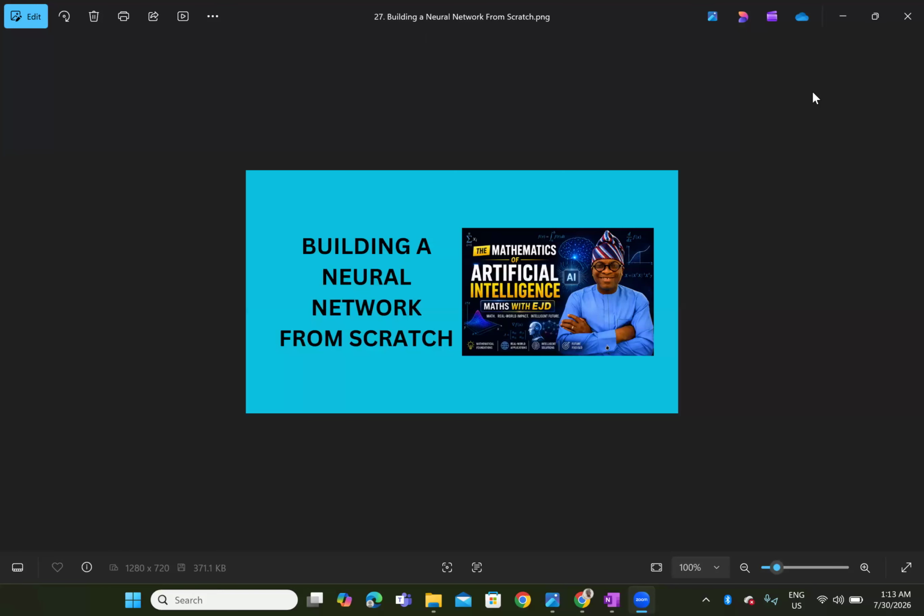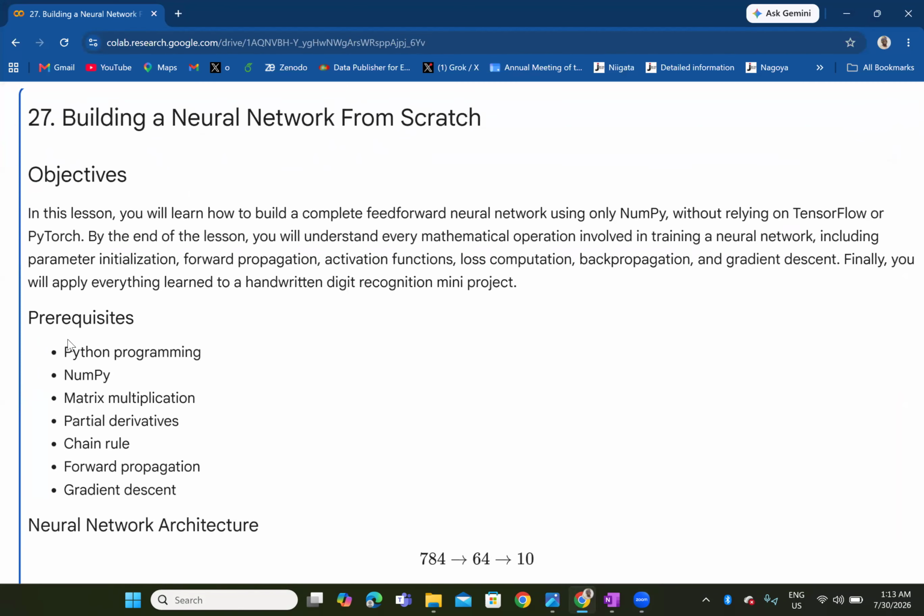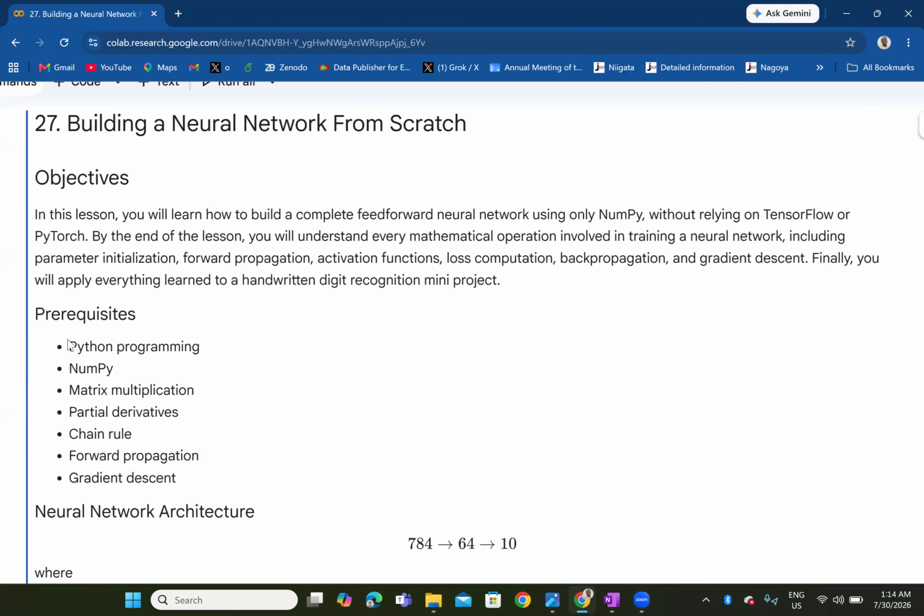Let's continue the mathematics of artificial intelligence by building a neural network from scratch. The objectives in this lesson are that you will learn how to build a complete feed-forward neural network using only NumPy, without relying on TensorFlow or PyTorch.